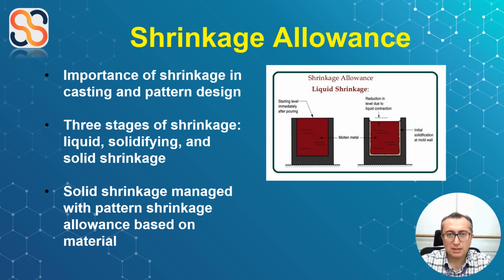This ensures that the pattern compensates for the metal's solid contraction, resulting in a casting that matches the desired final dimensions. The contraction rule's adjustments are essential for casting accuracy, specifically for materials with high shrinkage rates.